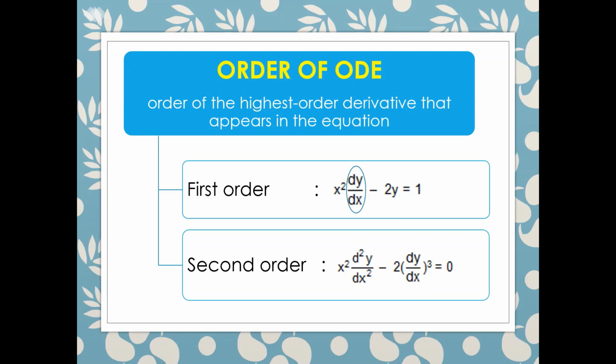The order of an ODE refers to the order of the highest order derivative that appears in the equation. For example, if given dy over dx as the highest order derivative in the equation, then the equation is said to be first order ODE. If given d square y over dx square as the highest order derivative, then the equation is said to be second order ODE.